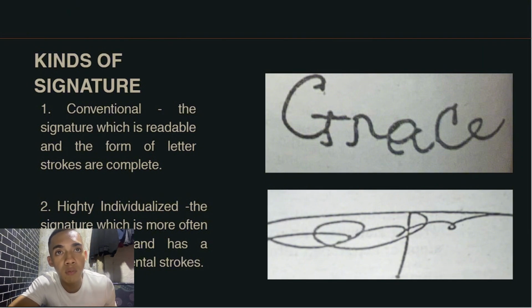Next is highly individualized. The signature which is more often not readable and has a series of ornamental strokes. So in this example, the signature is not readable, and it has unique strokes that indicate their kind of signature. Since it cannot be read, it is called highly individualized. If it can be read and indicates words like, for example, Grace, it is conventional. If it cannot be read, highly individualized.